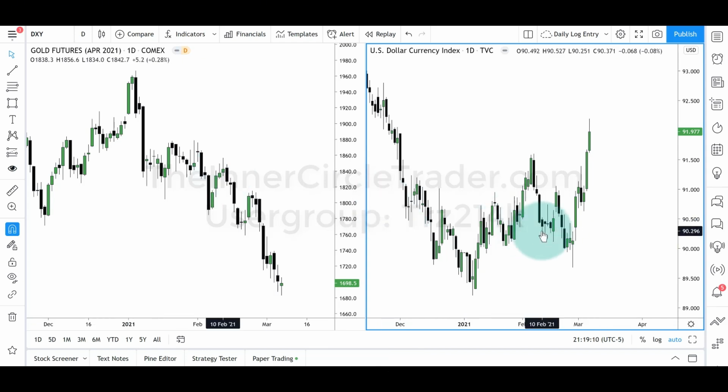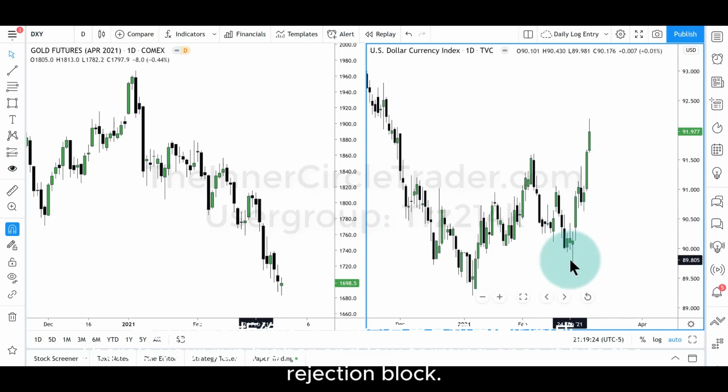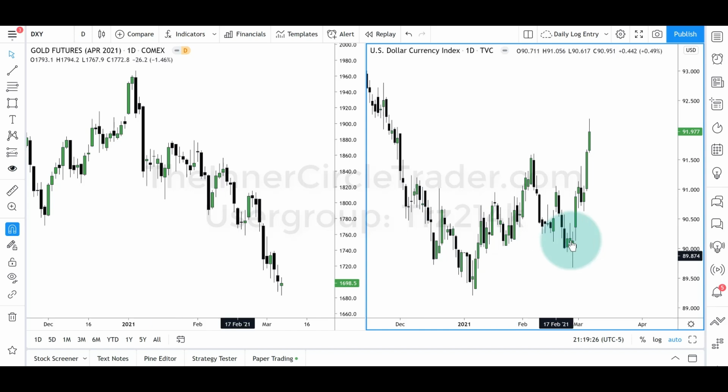Here's February 10th, 11th, 12th, and we have that little rally here. It breaks down. Then on this day right here, the 25th of February, there's your run higher and low forming once it hits the rejection block. That date is the 25th of February. The 25th of February is here.